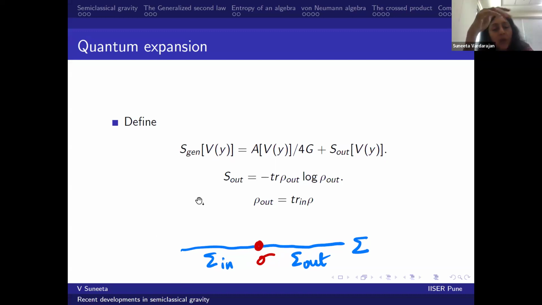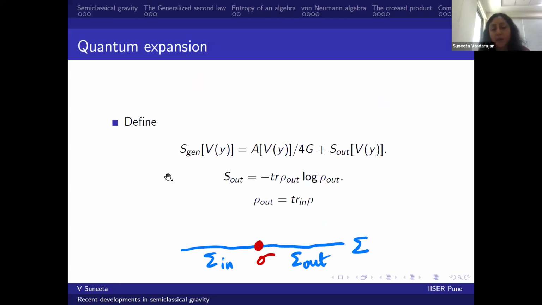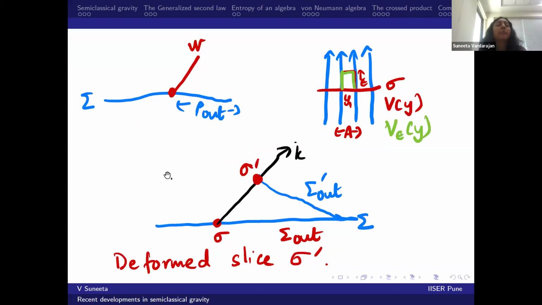I have defined something called a generalized entropy associated with the slice, which is given by the following formula. The diagrams will just get a little bit more involved. If I take this sigma, this red dot is my sigma, this is my 2 surface, which is dividing the Cauchy slice into 2 pieces.